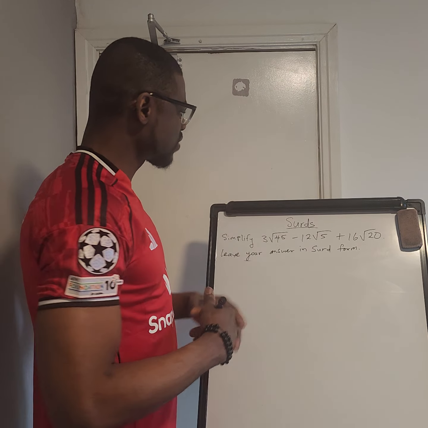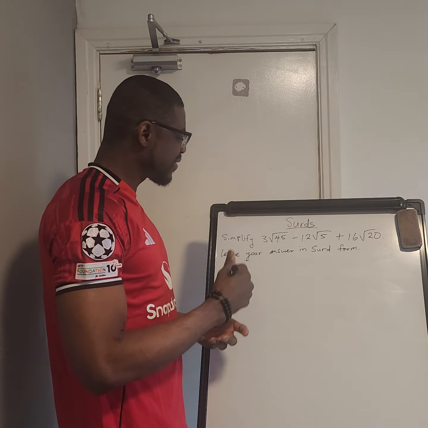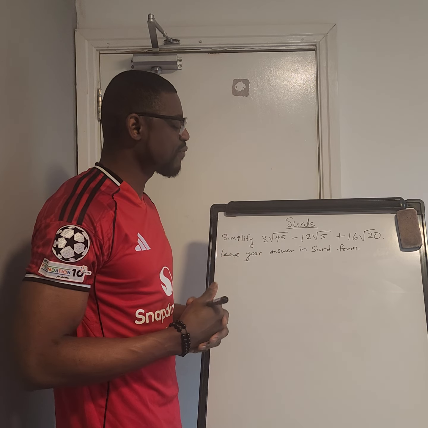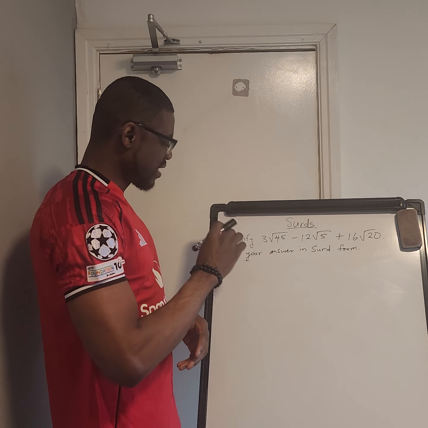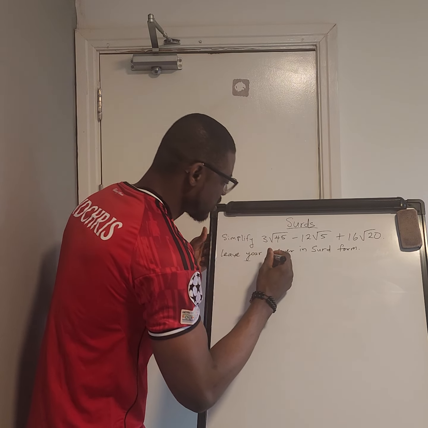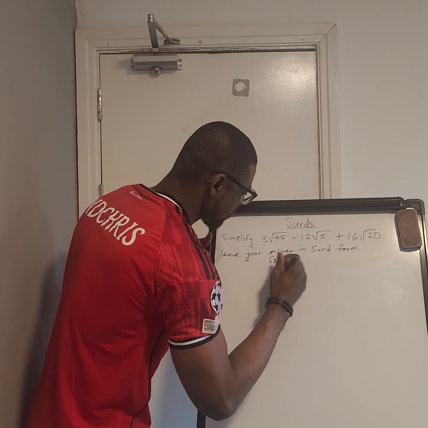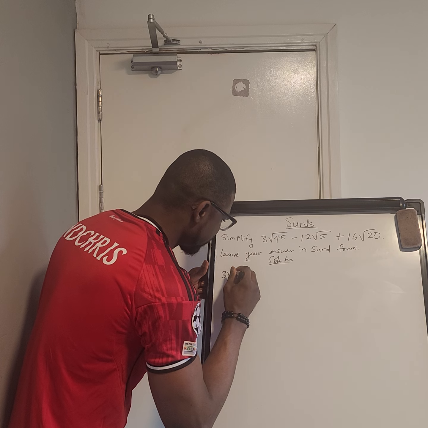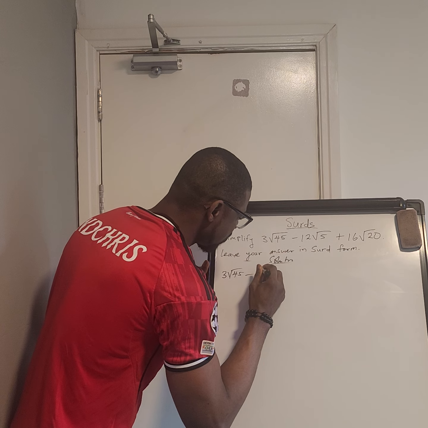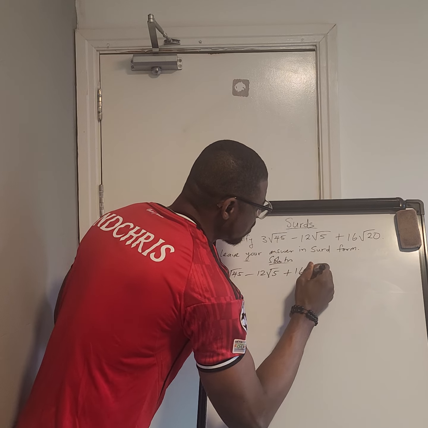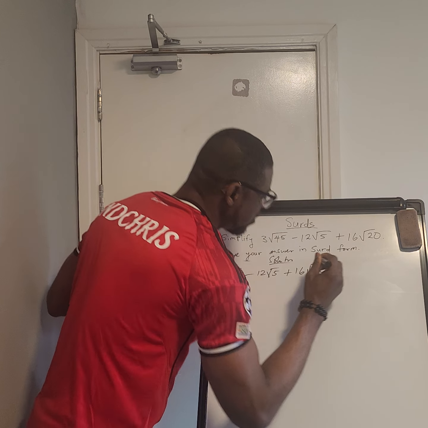Let's look at this solved problem. It says simplify 3 root 45 minus 12 root 5 plus 16 root 20 and leave your answer in surd form. Shall we start? Solution. So we have 3 root 45 minus 12 root 5 plus 16 root 20.